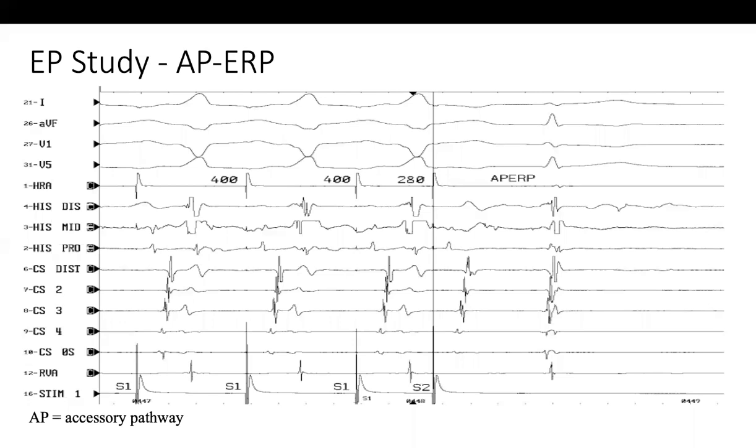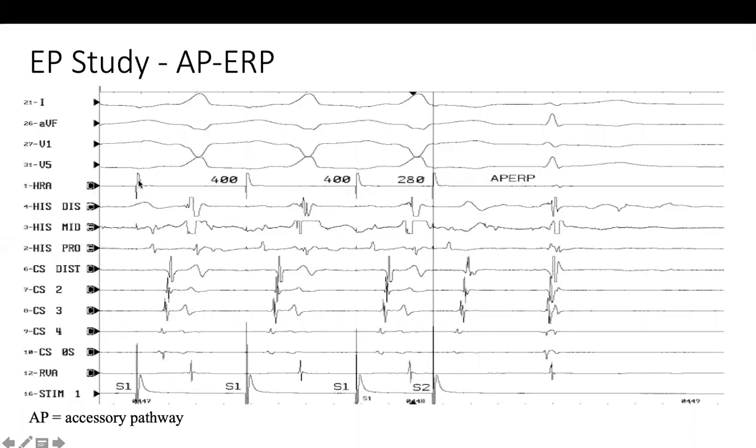This is an intra-cardiac tracing showing surface ECG leads I, aVF, V1 and V5, high right atrium, His distal and mid, and CS distal initially, and RV. Excellent. So this is initially train pacing at 400. Yes, S1 and then S2 at 280.